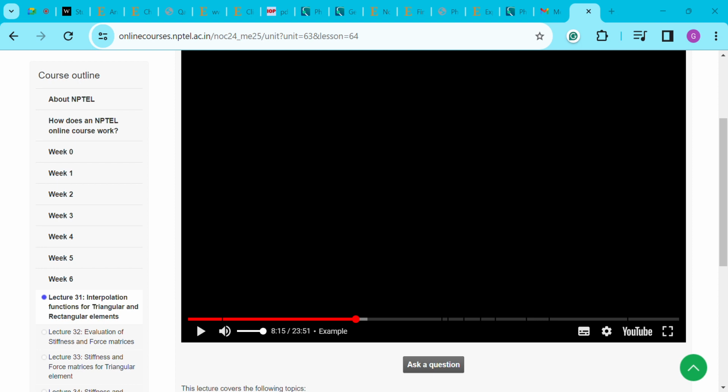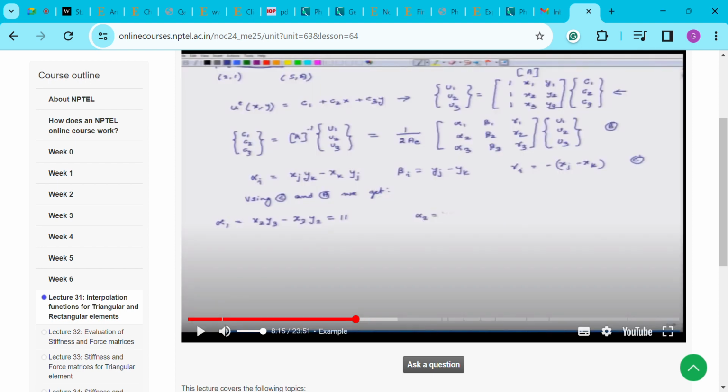Yeah, that was a big method, like cofactor and doing all those things. It's just that thing only. I think he did it in that manner and just wrote the expression as alpha, beta. That's it. If you do this, alpha 1 is x2 y3 minus x3 y2, yeah, x2 y3 minus x3 y2.